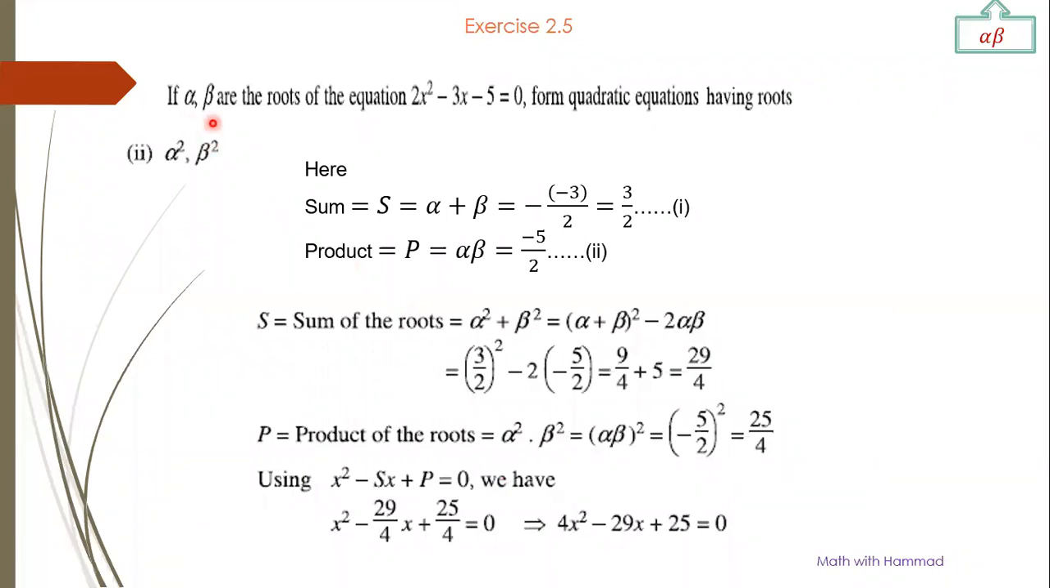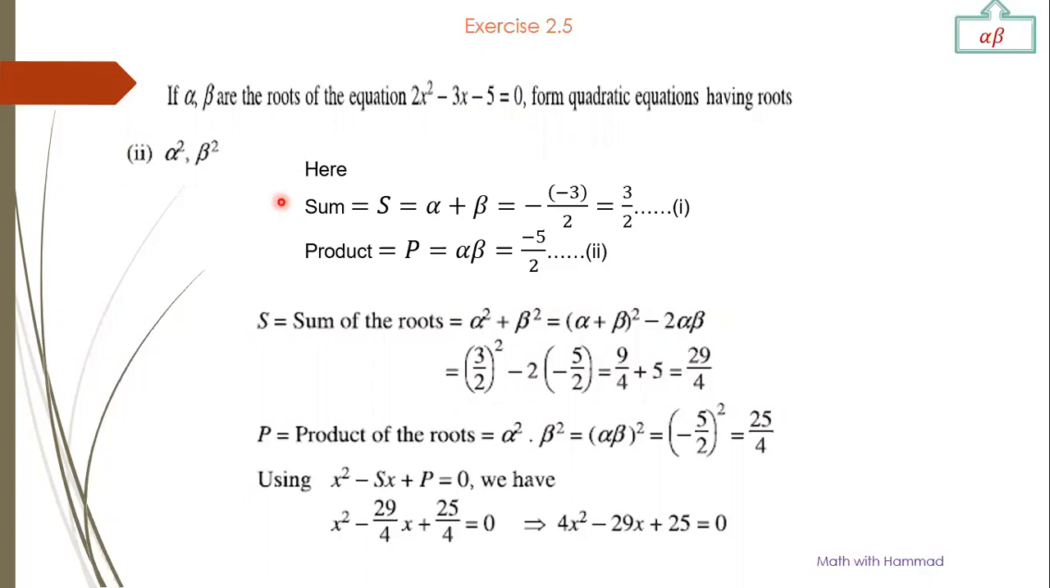Now, second case: if alpha and beta are the roots of the equation 2x square minus 3x minus 5 is equal to 0, form a quadratic equation whose roots are alpha square and beta square. Suppose we have the equation 2x square minus 3x minus 5 is equal to 0. When we solve, we have two roots, alpha and beta. Now, the second part of the question is to form another quadratic equation whose roots are alpha square and beta square.